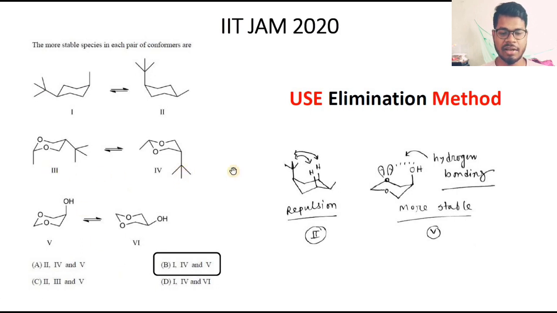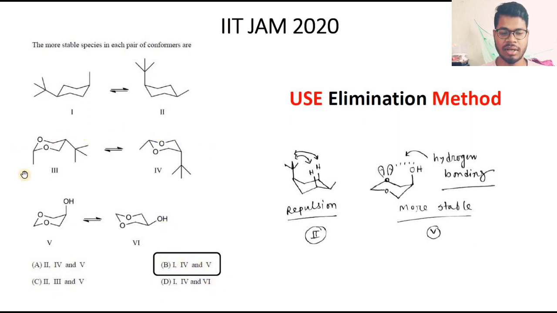Then between 3 and 4, I can't explain 4, but I can explain 5 directly. Why? There is a lone pair of oxygen, and this oxygen and these carbons are all in the same plane. So this lone pair and this hydrogen can form hydrogen bonding, so that's why 5 is more stable. So 5 is more stable, that means not D. So option B is correct.